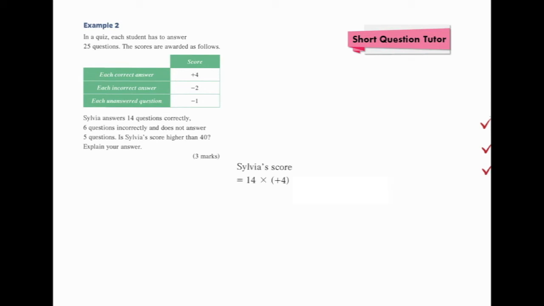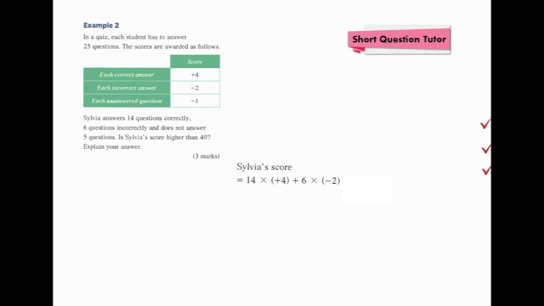She answers 14 questions correctly and obtains 4 points for each question. We write 14 times +4. She answers 6 questions incorrectly and got 2 points deducted for each question. What should be the expression for this part? It should be 6 times -2.